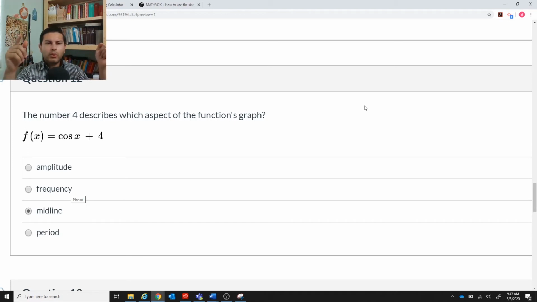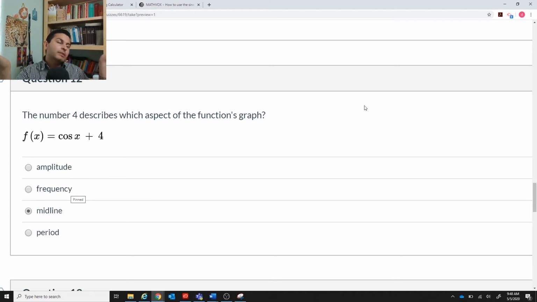So the number 4 describes which aspect of the function's graph. Now we're adding, which means this is either going to be our h value or our k value, which means that it's going to either go up or down, or it's going to be our phase shift going right and left. Now, if it was inside of parentheses, this would be our h value, which means that it would be a phase shift or horizontal translation. But in this case, it's going to be our k value, which goes up or down.